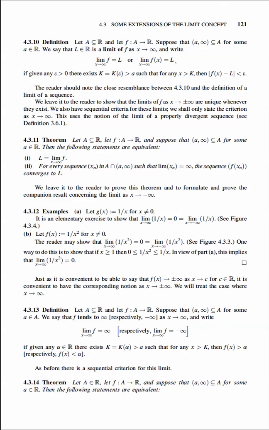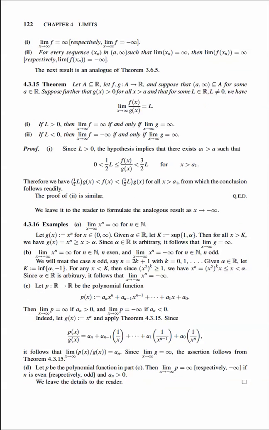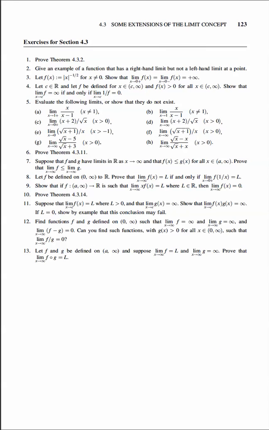And then, of course, 4.3.14 gives the sequential version, and 4.3.15 is something else. This is basically a ratio test for some limits involving infinity, which is nice. 4.3.16 gives examples, and that's the section in a nutshell.